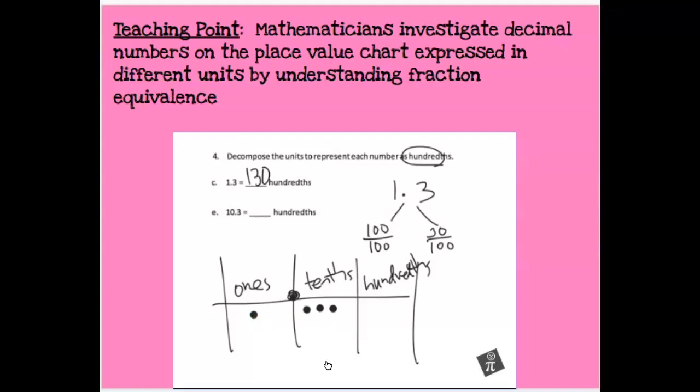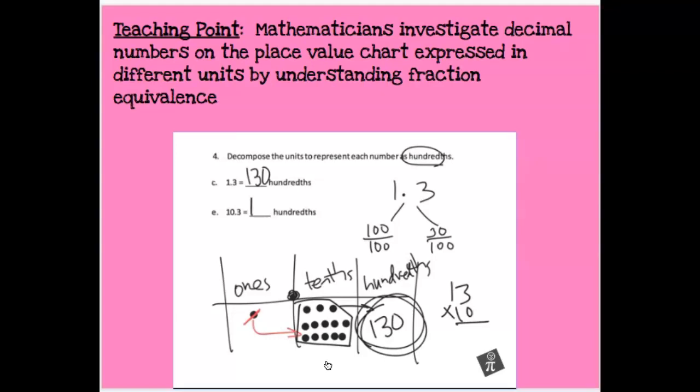And then what we could do is we could start this process of exchanging. So if we were to exchange this guy into tenths, we would get 10 tenths. So that would be 1, 2, 3, 4, 5, 6, 7, 8, 9, 10. So now we have 13 tenths. Now, if we were going to exchange these into hundredths, each of these tenths gets exchanged for 10 hundredths. So there's 13 of them. So that means we're going to get 13 times 10, which is 130 dots over here, 130 hundredths. So that's another way that we could be thinking about this.